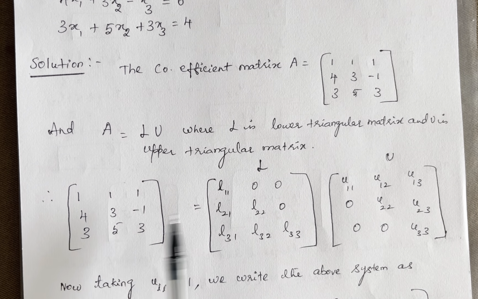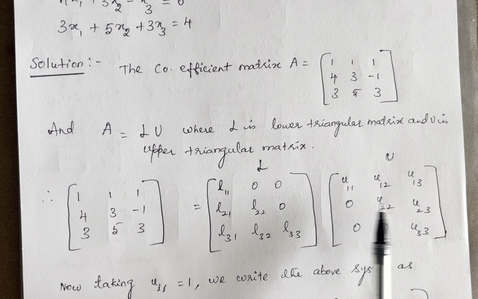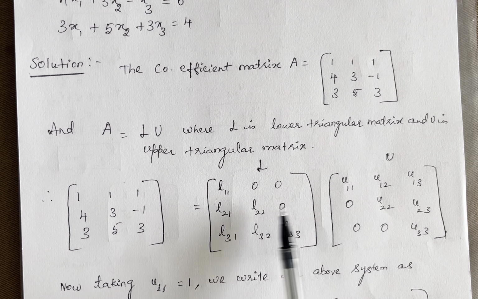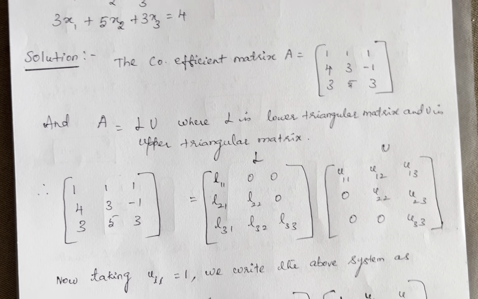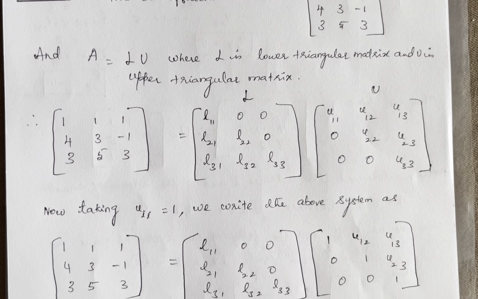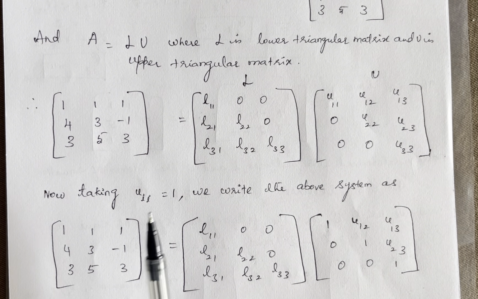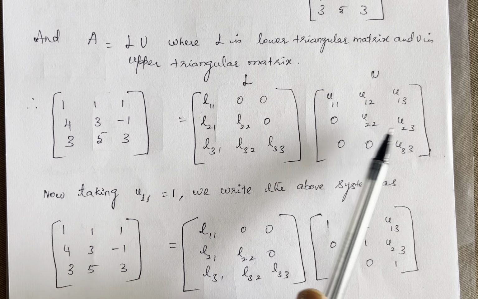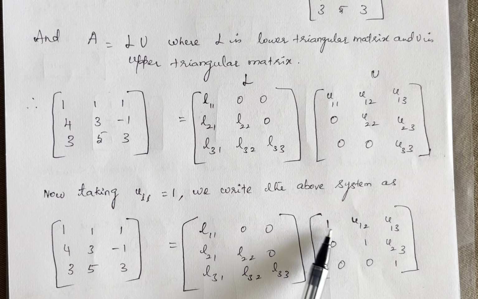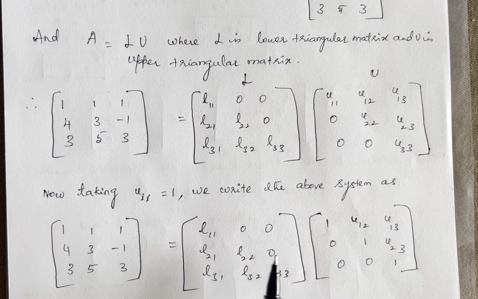Since A is equal to LU, I am going to multiply these two matrices L and U by ordinary matrix multiplication, taking Uii equal to 1. In Crout's method it is very important that all the diagonal elements of U, that is U11, U22, U33, are taken as 1, 1, 1. Then I am going to multiply the matrices.